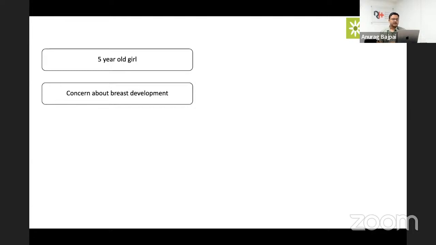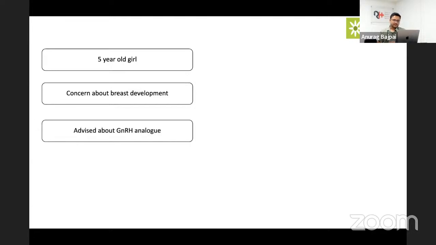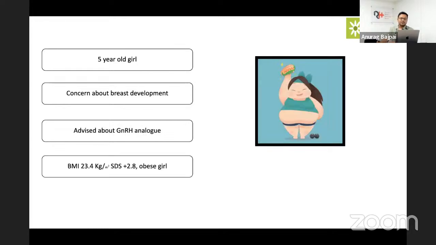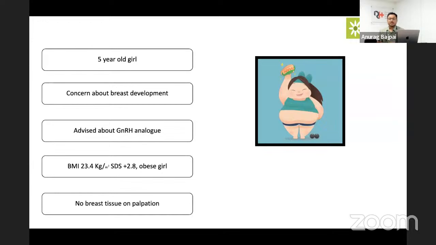So the next case, a 5-year-old girl child, also has concern about breast development and was advised a GnRH analog. We have seen the child. The child is obese, with a BMI of around 23.4 kilograms per meter square. We examined the child and there was no breast tissue on palpation. So what is the diagnosis of this obese girl who actually has no breast tissue on palpation? I think this is what we discussed a lot, that we are seeing a lot of obese girls who come to us with just increased breast fat.